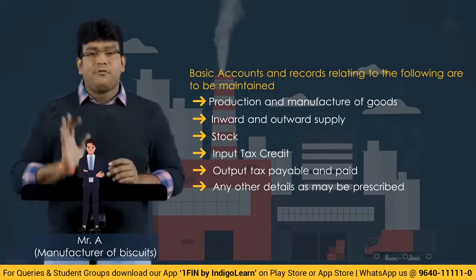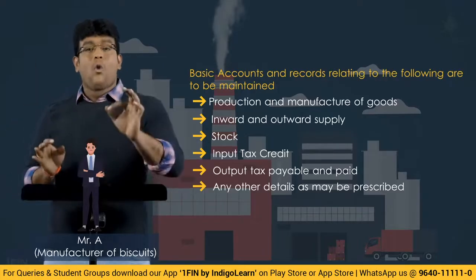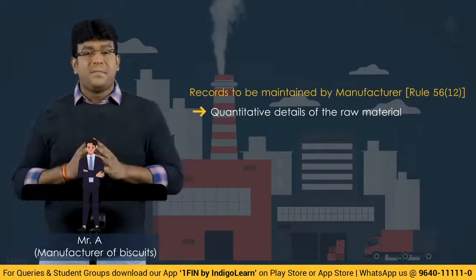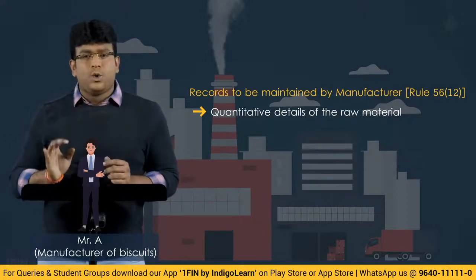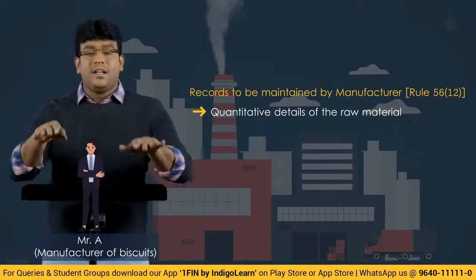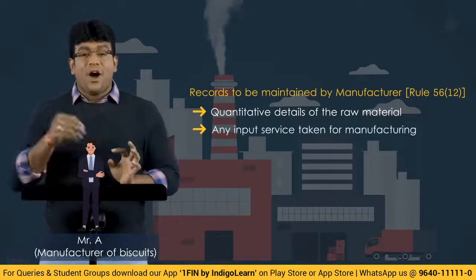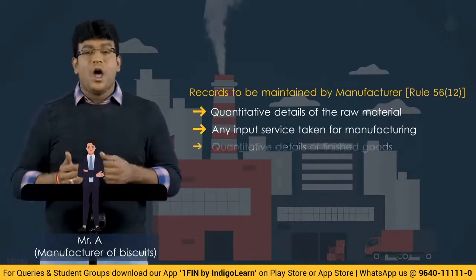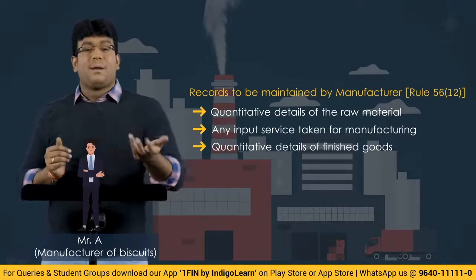Now, in case of a manufacturer, apart from these normal general records, he is also required to maintain quantitative details of the raw material he has used in manufacturing. For example, when A is engaged in manufacturing biscuits, what are the raw materials which have gone into manufacturing of the biscuit? Mr. A should maintain a track record of those quantitative details of the raw material, and also should maintain details of any input service taken for the purpose of manufacturing. And also finally, he should maintain quantitative details of the finished product which has been produced. That is, quantitative details of biscuits that have been produced.